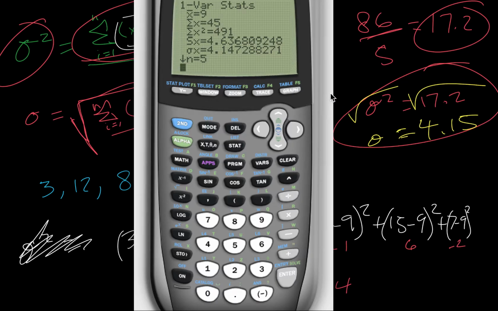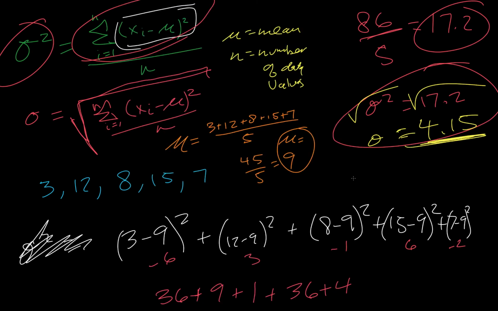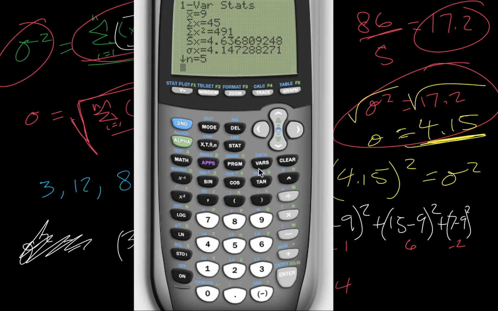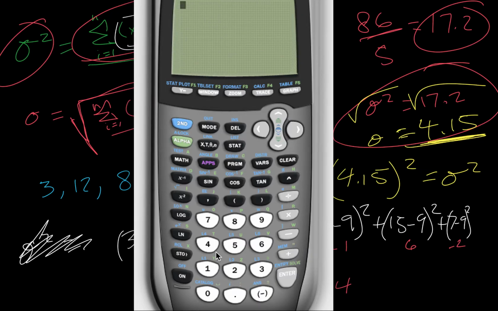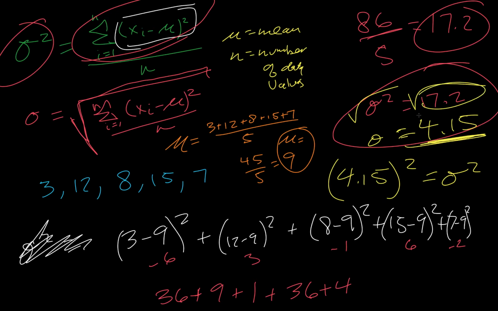So if we were to do this, we would do it kind of backwards from how we did it. So this is our standard deviation, the sigma x. So 4.15 if we round, which is the same thing we got right here. And then we'd have to square that. We'd have to say 4.15 squared to get our sigma squared. And when we do that, we get 17.2, which is the same thing we got right there.